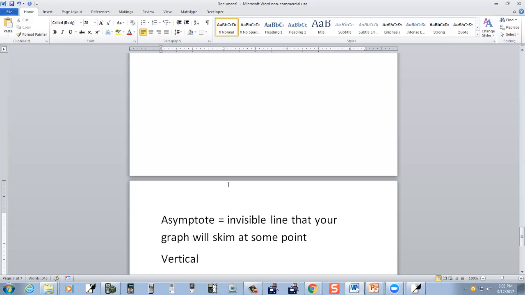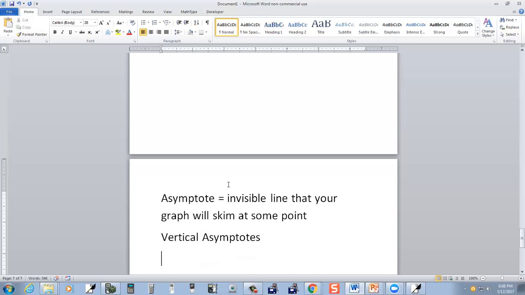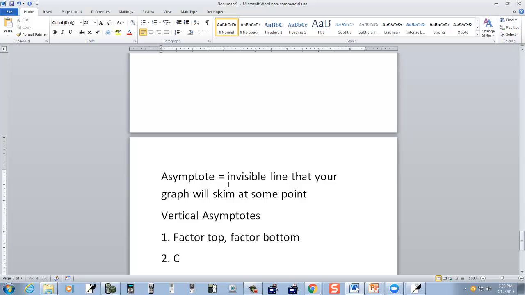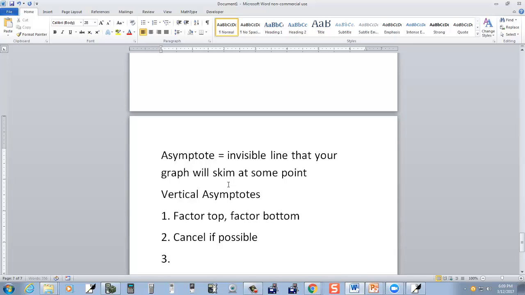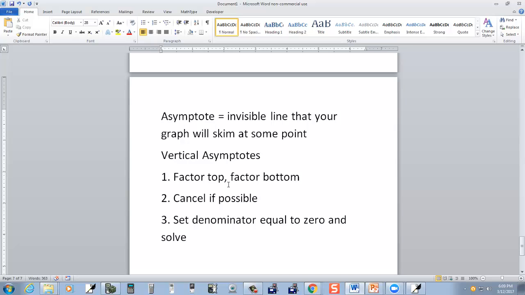Now to find our vertical asymptotes. Step 1, we would factor the top, factor the bottom. Step 2, cancel if possible. And step 3, set the denominator equal to 0 and solve. So set the bottom equal to 0 and solve.